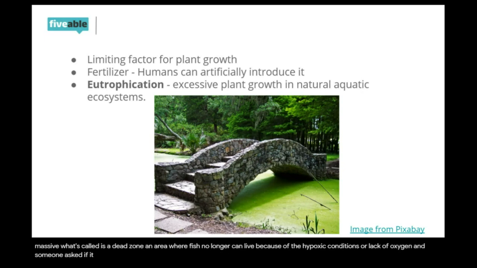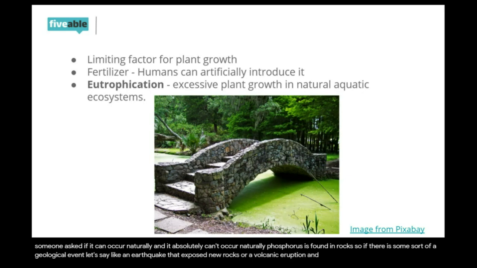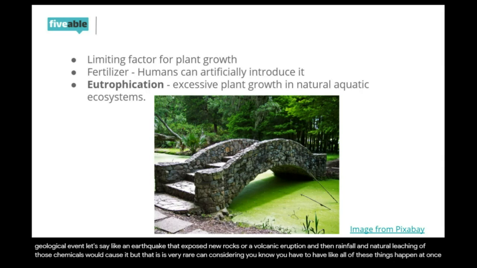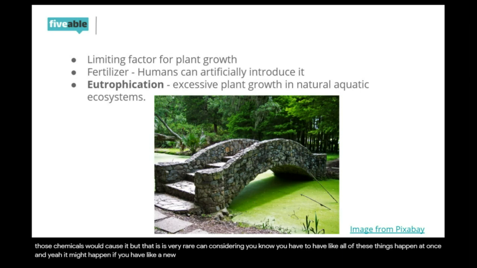And someone asked if it can occur naturally, and it absolutely can occur naturally. Phosphorus is found in rocks. So if there is some sort of geological event, let's say an earthquake that exposed new rocks or a volcanic eruption, and then rainfall and natural leaching of those chemicals would cause it. But that is very rare, considering you'd have to have all of these things happen at once. And yeah, it might happen if you have a newly exposed geologic area.